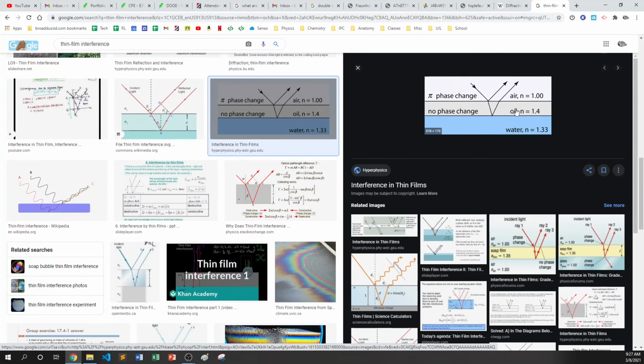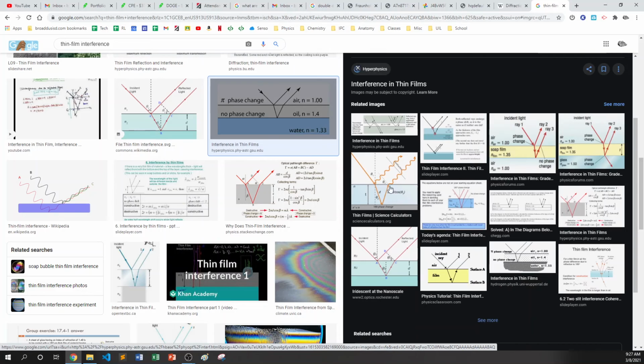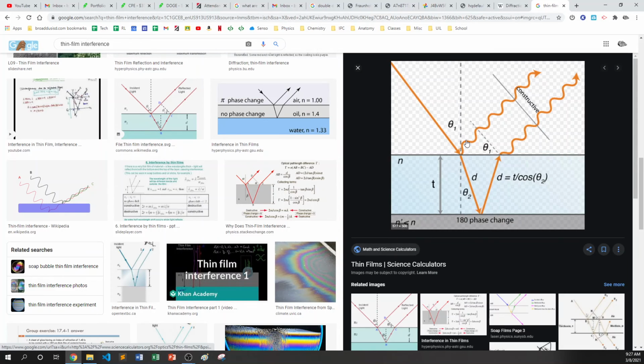Oil has a higher index than water. So actually, I think at this point it's at the critical angle. No, it's not. No, it wasn't. You can still see through it. I'm trying to look. I'm not going to have you do any math with this.